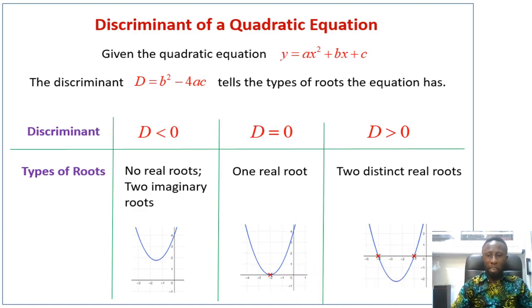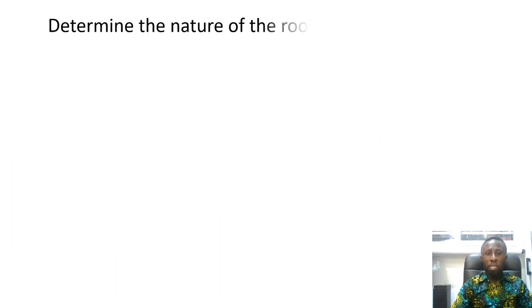So let's solve some simple examples under the discriminant. They can ask you to determine the nature of this quadratic equation or find the discriminant of this quadratic equation. It's easy. You just write the discriminant formula, then you substitute, then you find it. So determine the nature of the root of this: 2x squared minus 5x plus 3 equals 0.